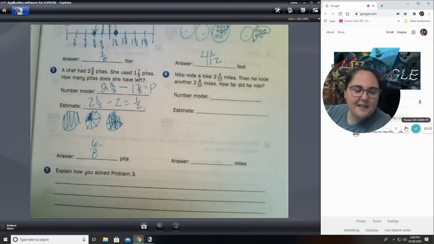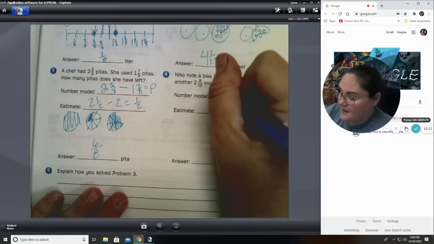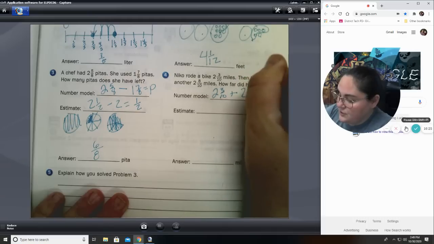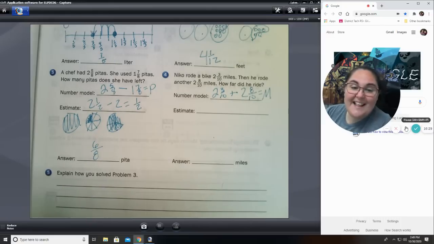Number 4. Nico rode a bike 2 3/10 miles. Then he rode another 2 8/10. How far did he ride? Write your number model on the line. All right, for this question, your number model will be 2 3/10 plus 2 8/10 equals M. That is what you should have chosen.